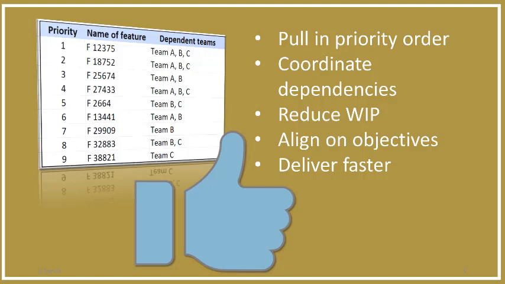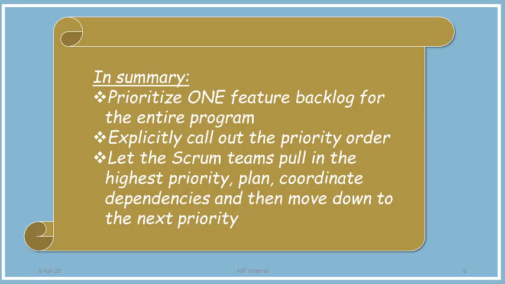So instead of doing that, instead of presenting different features, different priorities per team, you want to create a single backlog of features for the entire program. And yes, it is okay to call out what dependencies, what teams are dependent on those features, just for awareness. And let the teams pull those features into the planning in priority order. Let them align those priorities, let them coordinate.